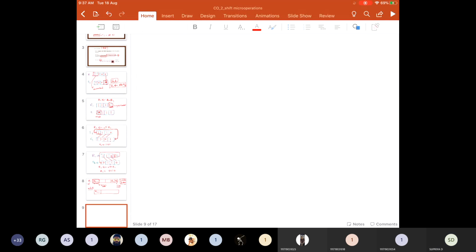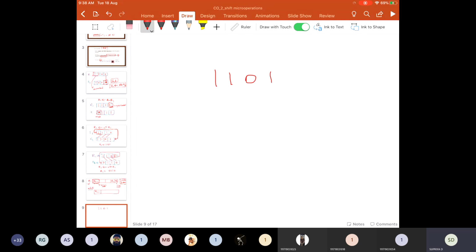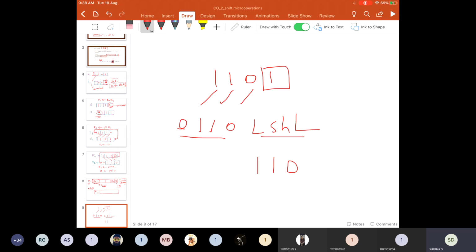See, I have given 1101. If you want to perform logical shift left, you will be moving one bit left, and you will be inserting a 0 at the least significant bit. This is the logical shift left. And if I want to perform logical shift right, I'll be moving one bit right, so it will become 110 and a 0 will be inserted here.